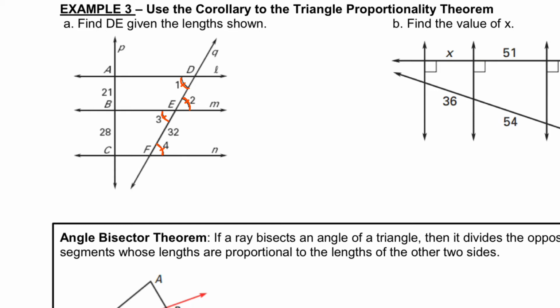Again, if alternate interior angles are congruent, then the lines are parallel. So what they're trying to tell us here is that line L is parallel to line M, and also line M is parallel to line N. So I drew these little arrowheads for you. The problem says in part A to find the distance from D to E. So what we're after is the length of this segment right here. That's DE. Let's call the length of that green segment X.